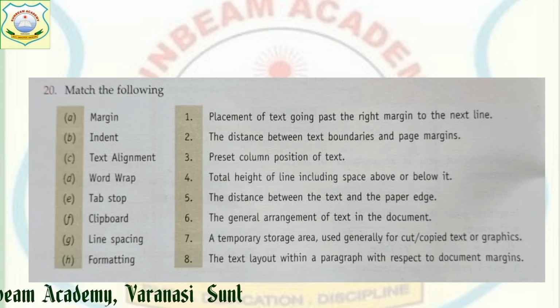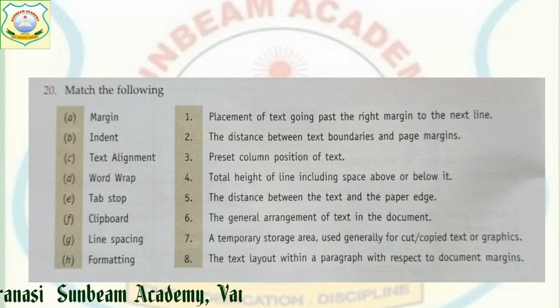Word wrap. I told you word wrap is a feature when we are going to write our text, it reaches to the rightmost point, automatically it shifts towards the next line. So placement of text going past the right margin to the next line, it is known as word wrap. So answer is first one.